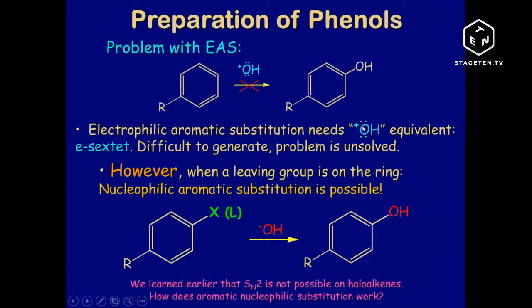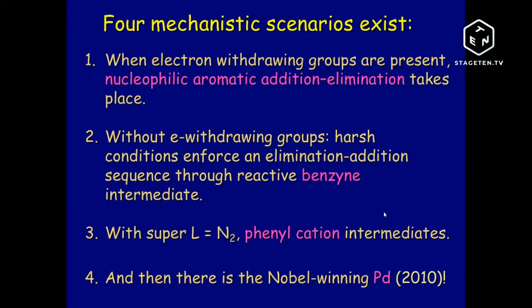Now, you can substitute a halogen, for example, with an OH group. It's not easy, it's possible. We'll do them in a little bit more detail later on, and we'll do them as soon as we finish phenols before we start the polyaromatic. So, there are 4 mechanistic scenarios that can take place. Okay? The first one is electron withdrawing groups are present, therefore nucleophilic aromatic addition elimination takes place.